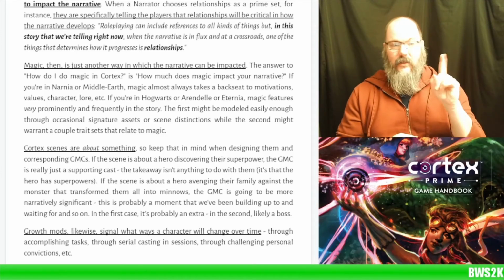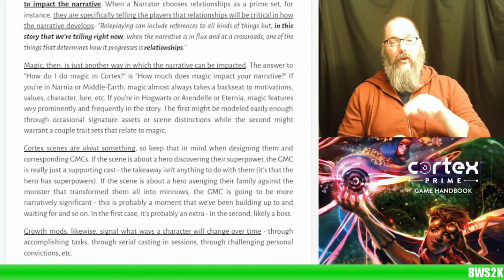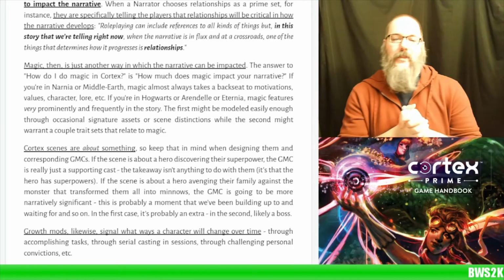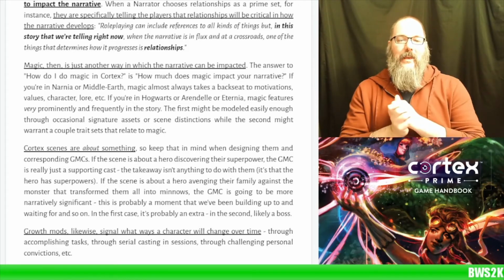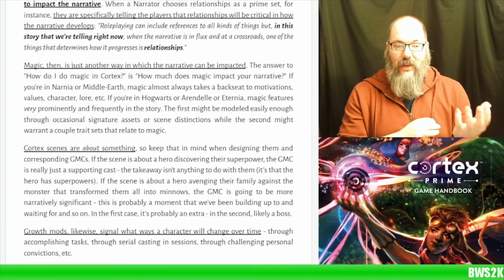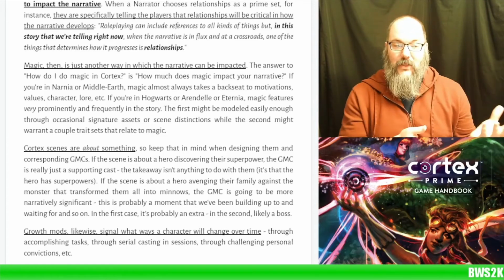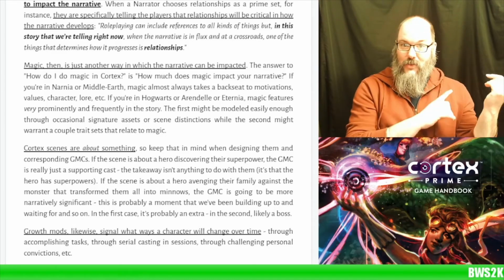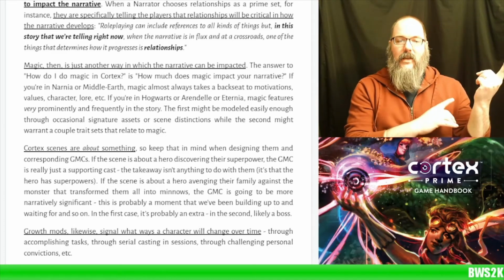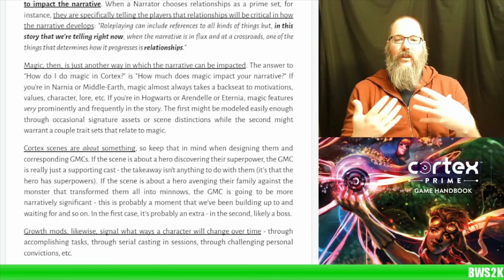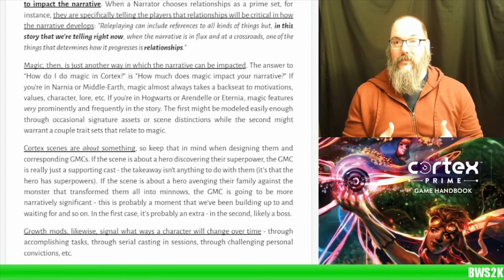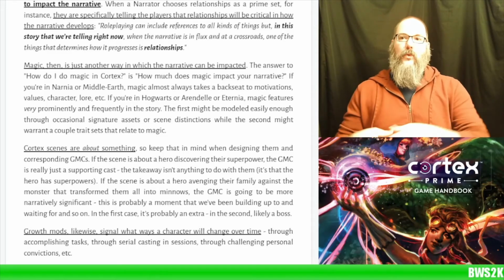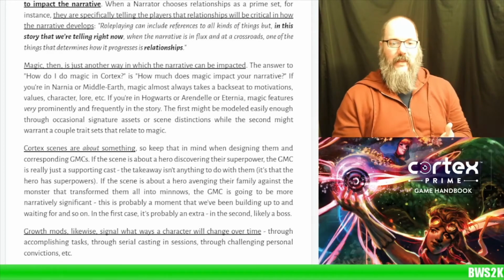But continuing that paragraph, if the scene is about a hero avenging their family against the monster that transformed the family all into minnows, and that was just a random example, right? Then the GMC is going to be more narratively significant, and so this is probably a moment that we're building up to and that we've been waiting for, and so on. So in the first case, it might be an extra with the officers, if they're even extras, but in that second case with the avenging, you're probably talking about a boss or a major GMC, because they have a significant place in the story. So representing them as such makes more sense.